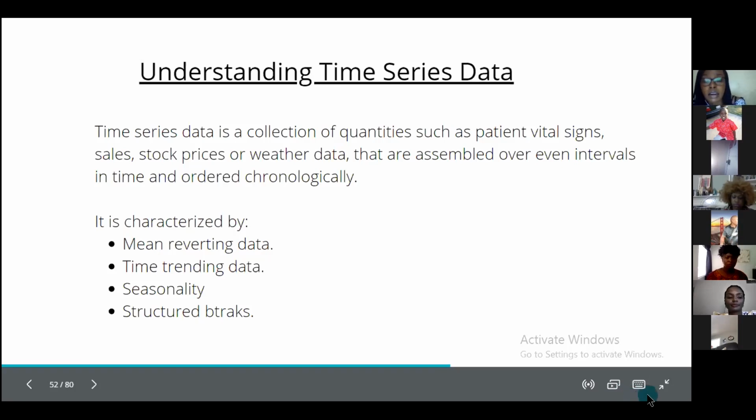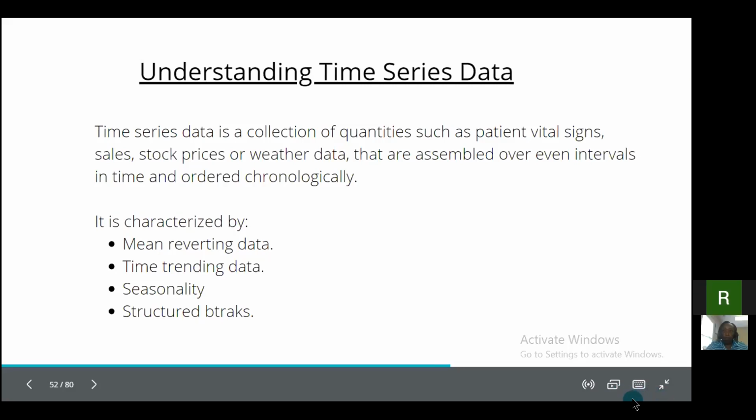the mean is always changing. It's never constant. It has a sort of trend, and it has seasonality. And sometimes you can find some data with structured breaks. An example of this is during the 2009 recession, when stock prices plummeted, like they went down sharply. There was a sharp decline, and that is a break, like the trend was cut off. So that is an example of a structured break.